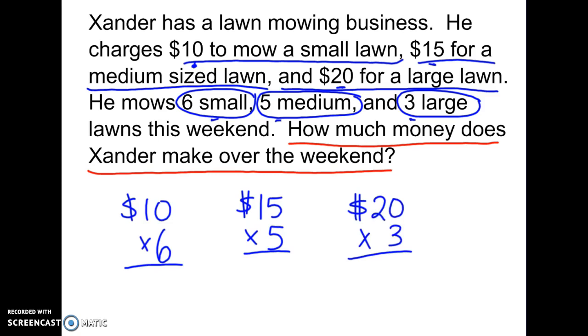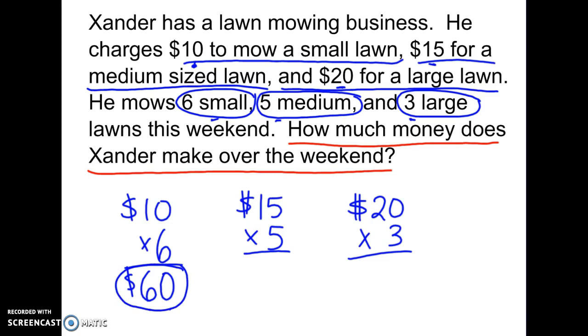So for the small lawns altogether, it's going to be 6 times 10, which I can do really quick. It's going to be 60, right? Because anytime we multiply times 10, the other factor is just going to move over one place value. So instead of the 6 being in the ones place, it's now in the tens place, right? So $60 is how much Xander made just in mowing small lawns.